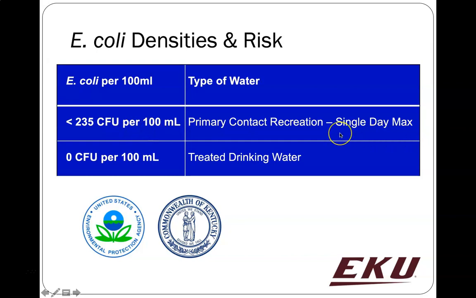So if it is, there should be an advisory sign posted until the levels get back below that level. The single day maximum is 235 colony forming units per 100 milliliters. Our water plants never want to see E. coli in their water. There's a little bit of a nuance here, but we'll just say for here, 0 E. coli per 100 milliliters. And they pretty much test anywhere between 25 and 30 times per month.